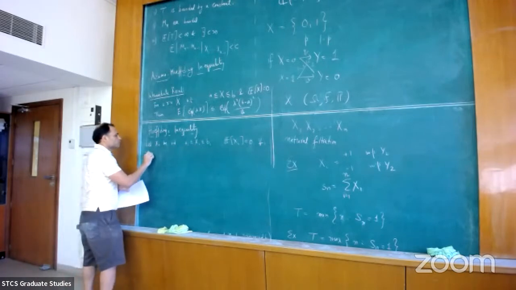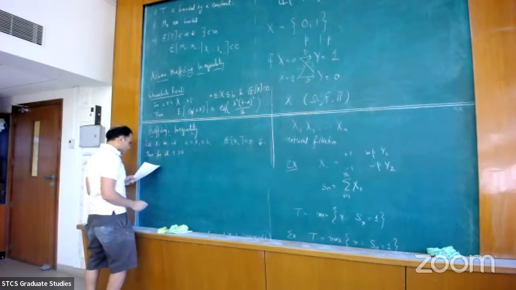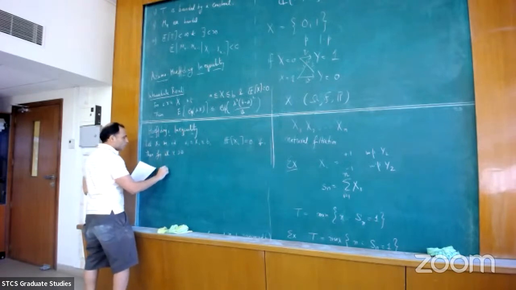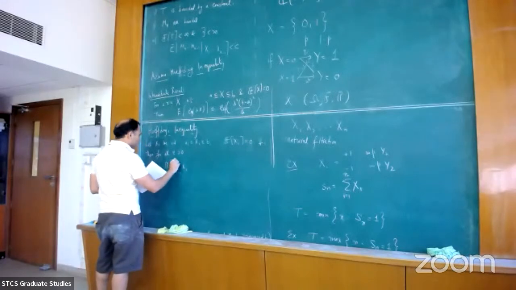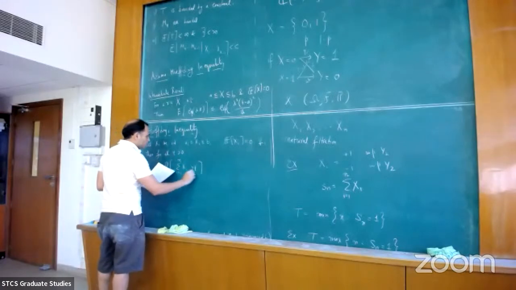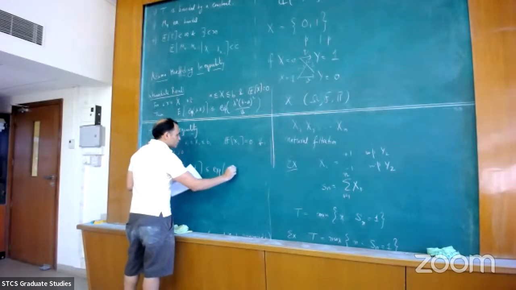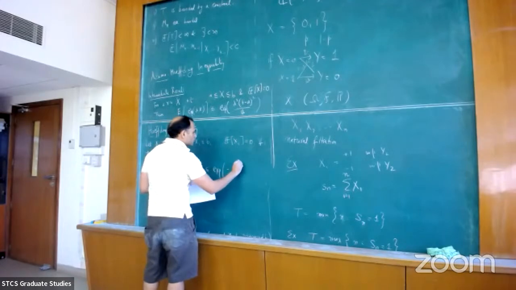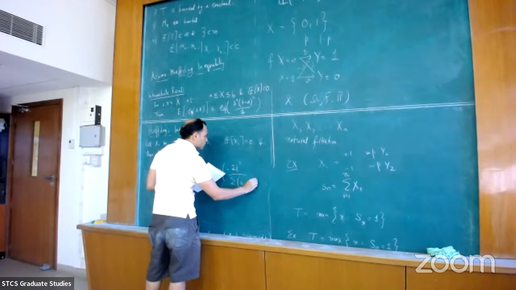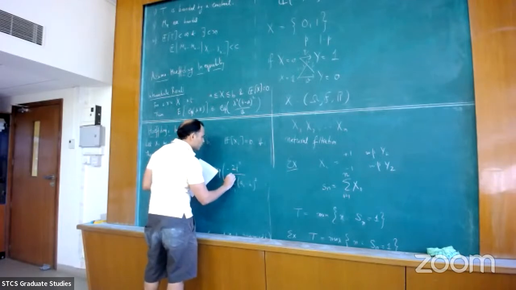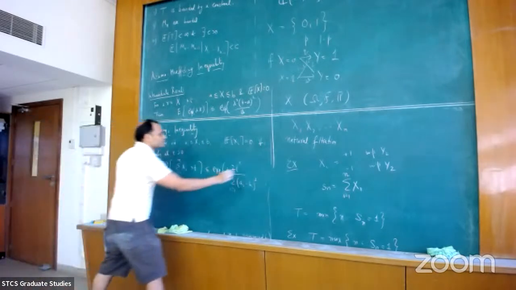Then for all t greater than 0, probability that summation Xi, i going from 1 to n, is greater than t is less than e to the minus 2t square over summation (ai minus bi) whole square. You see the inequality difference?